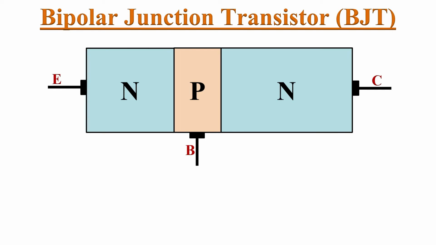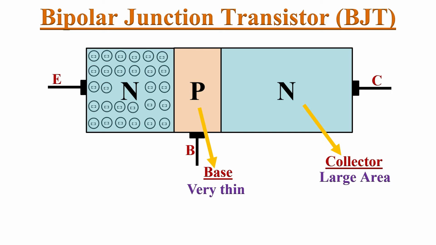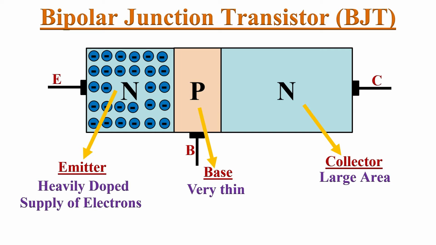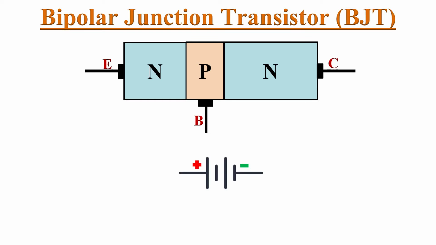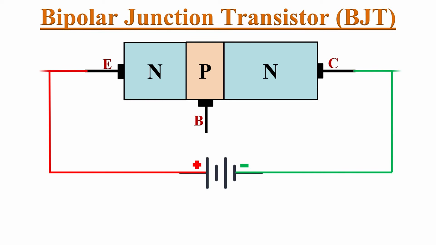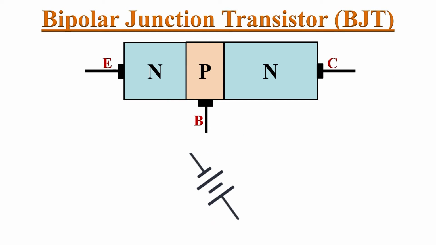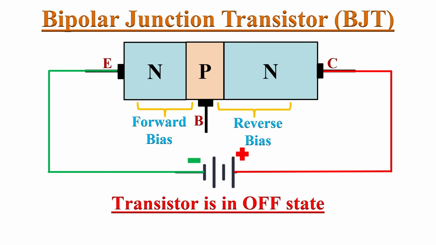If we observe the internal construction of a BJT, the base is much thinner than the other regions, while the collector is wider than both. The emitter is heavily doped so that it can inject charge carriers into the base. The base is lightly doped. It passes most of the emitter-injected charge carriers to the collector. The collector is moderately doped. It collects the electrons injected from the emitter. A transistor is two PN junctions connected back to back. So whichever way you connect the power source, one diode will always be reverse biased and blocks the electric flow. This means the transistor is in the off state.